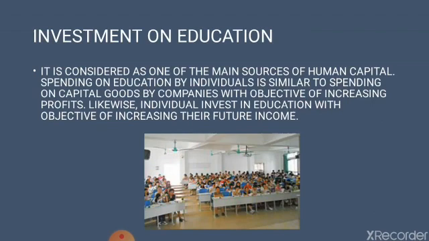First is investment in education. It is considered one of the main sources of human capital. Spending on education by an individual is similar to spending on capital goods by companies with the objective of increasing profit. Likewise, individuals invest in education with the objective of increasing their future income. So it is very clear, a person who is educated and literate would have a better living standard as compared to an illiterate person, because education provides knowledge to understand the changes taking place in society, and it also stimulates innovations.